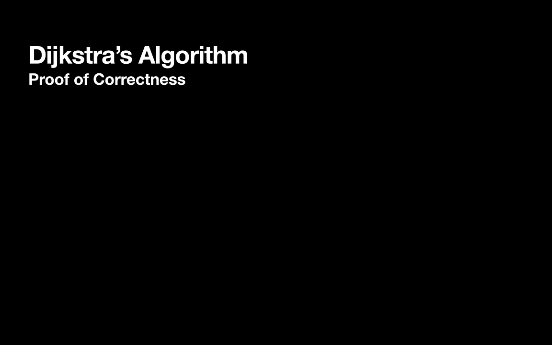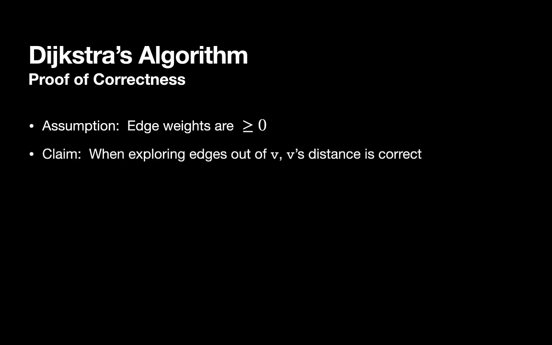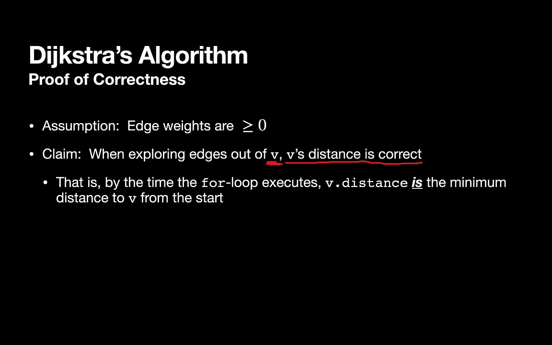Okay, so let's walk through a proof of correctness of Dijkstra's algorithm. So we're going to assume that edge weights are non-negative, so they're 0 or greater. And we're going to start with a claim that we'll try and prove. The basic claim is that by the time we get to a vertex V in that while loop and extract it from our priority queue, at that point, V's perfect correct distance is already known. So we've already identified the minimum distance to get to that node. So by the time that inner for loop executes that goes through all the edges out of V, V's distance is the minimum distance to V from the start node.